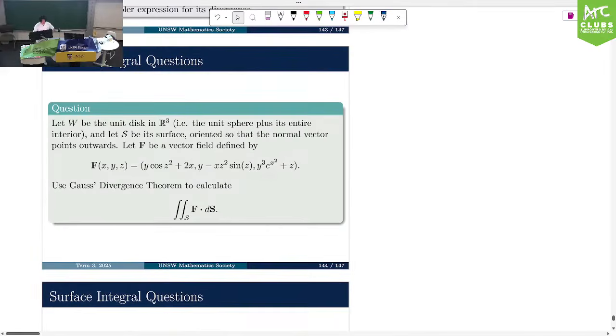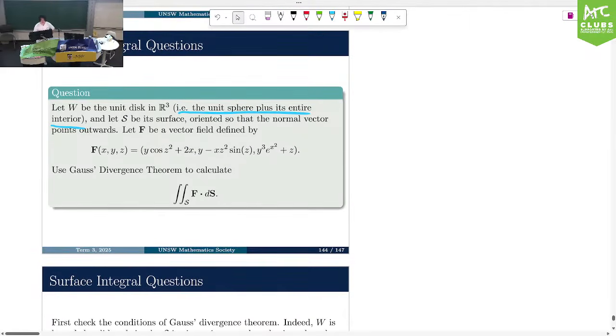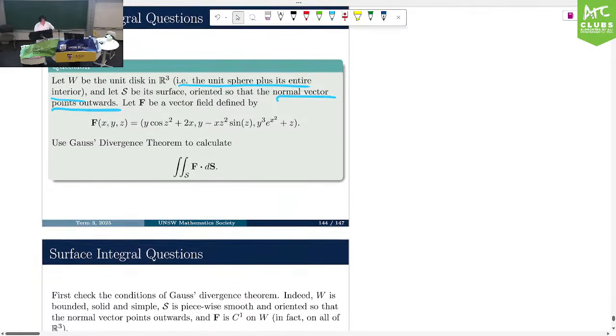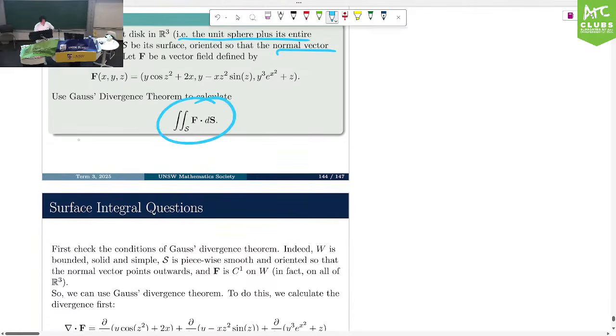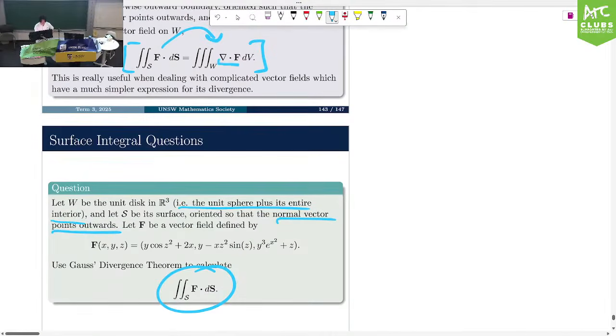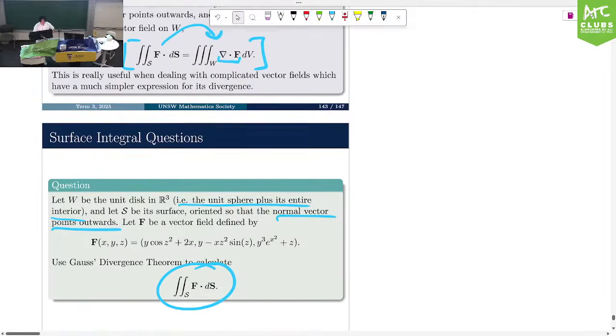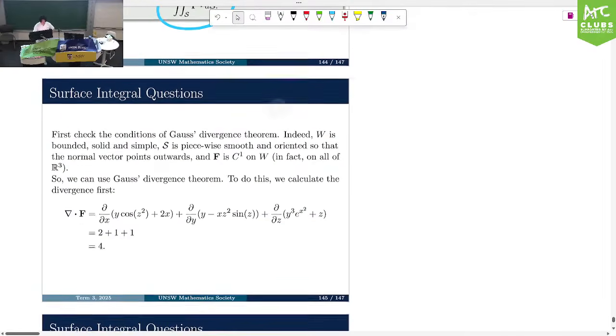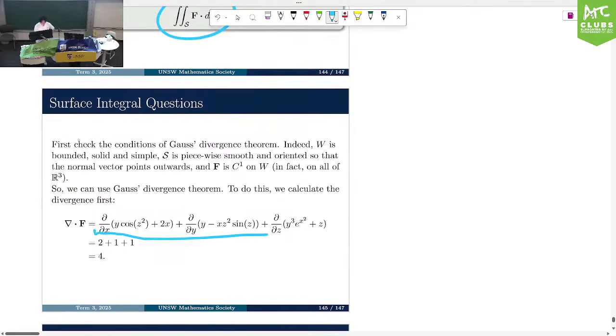Let's have a look at this example. They say a unit disk, but it's a unit sphere plus its entire interior. Let S be the surface oriented so that the normal vector points outwards, and F be a vector field defined by that. We want to calculate this, which first we should find the curl, which we do just by, sorry, not the curl. First, we want to find the divergence.